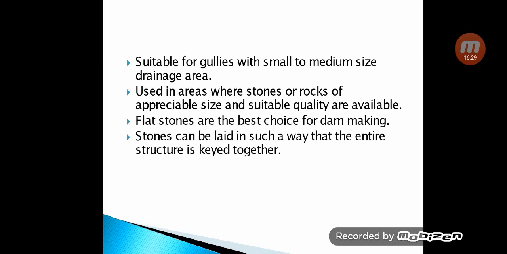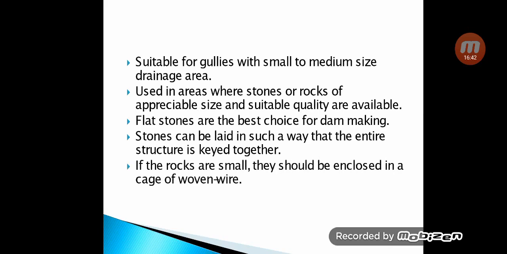There are stones of different shapes, so these stones can be laid in such a way that the entire structure is kept together so that there is no leakage of water. If the rocks are small, they should be enclosed in a cage of 1:1. If the rocks are small, then the strength of these rocks will be less.